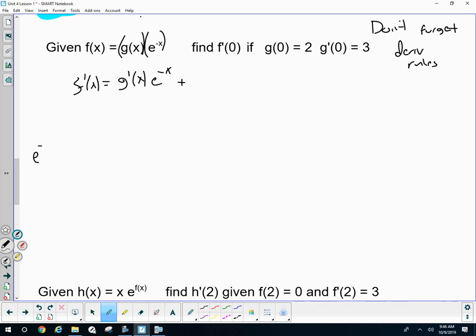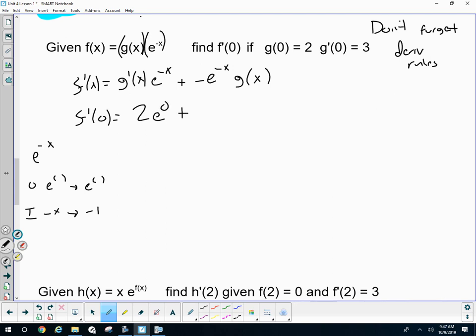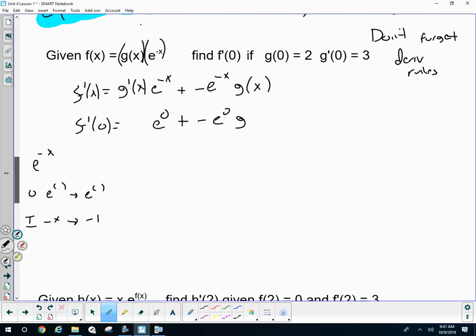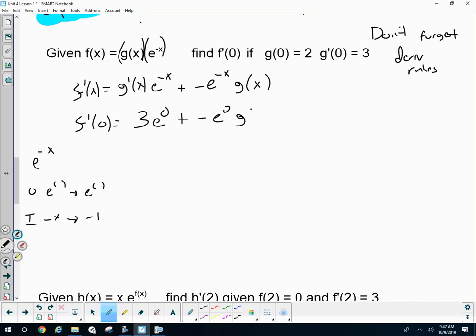Now, remember, e to the negative x: outside, e to the power; inside, negative x. The derivative of e to the negative x would be e to the negative x times -1, so negative e to the negative x. That's the derivative of the second times the first. Trying to find f prime of 0, I got g prime of 0, which is 3. I'll have e to the -0, which is just e to the 0, times g of 0, which is 2. So this ends up being 3 plus -2, which is just 1. That is f prime of 0.